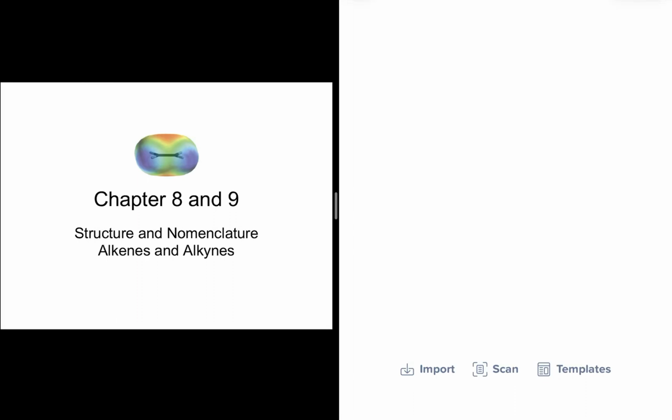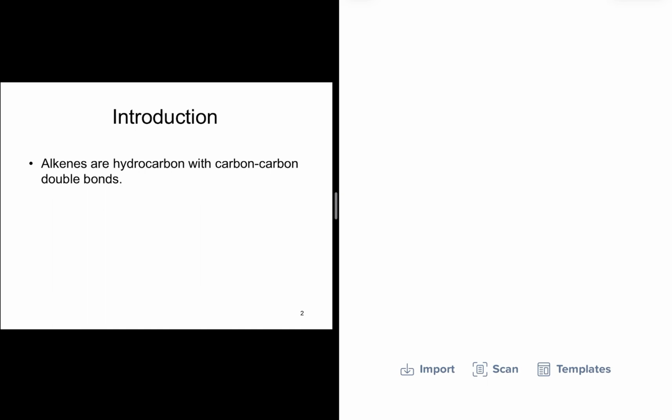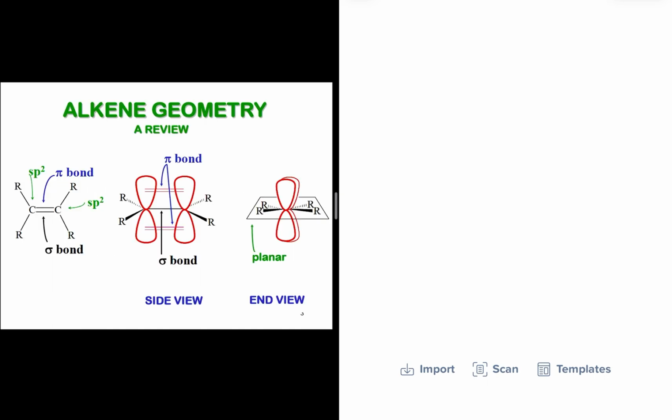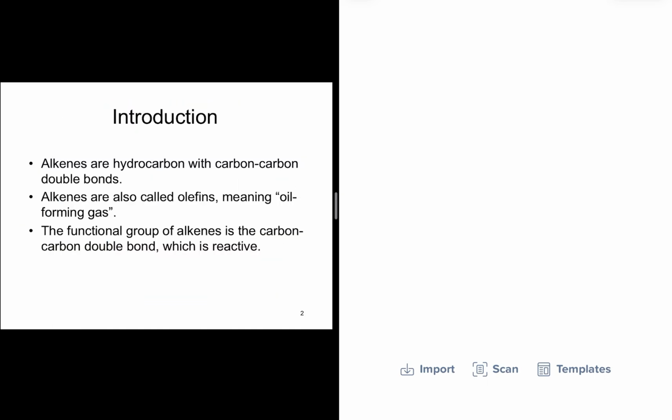Hi guys, we're going to get into the topic of alkene and alkyne nomenclature. The nomenclature here is mostly similar to the alkane nomenclature with a little bit of a difference due to stereoisomerism, and I'll talk about that in just a moment. So alkenes are hydrocarbons that have a double bond.